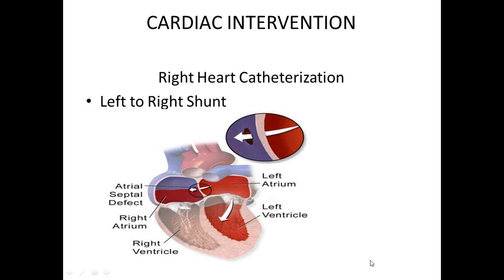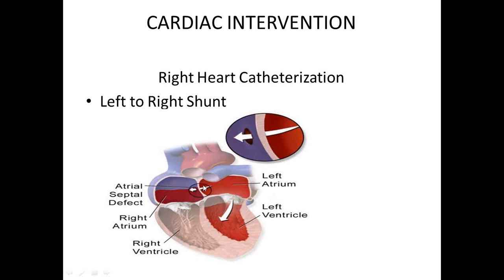So one of the most common left to right shunts is atrial septal defect. And again, remember that the atrial septal defect can be in multiple locations. You can have the sinus venosus type of defect, with the defect being high in the atrial septum. You can have it in the secundum, in the mid portion of the atrial septum, or the lower portion of the atrial septum, the primum. Those are atrial septal defects, and they're probably the most common cause of left to right shunt.